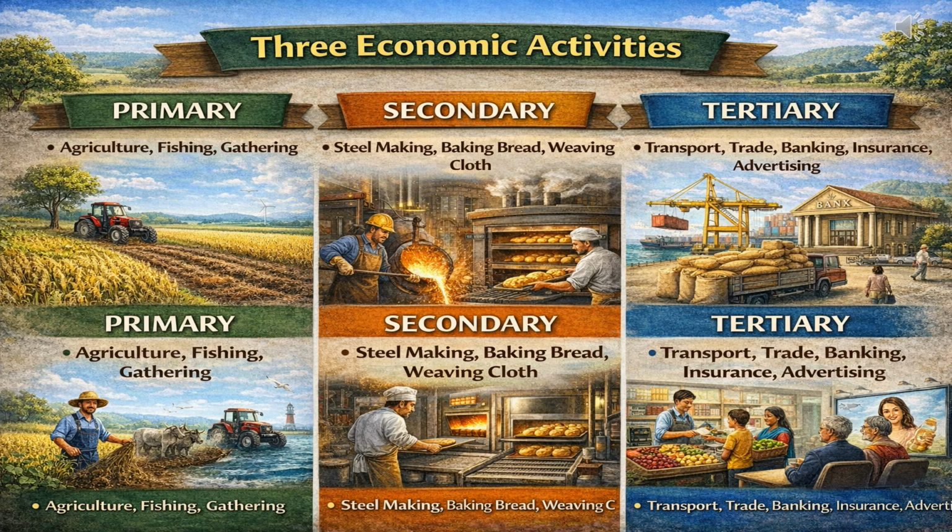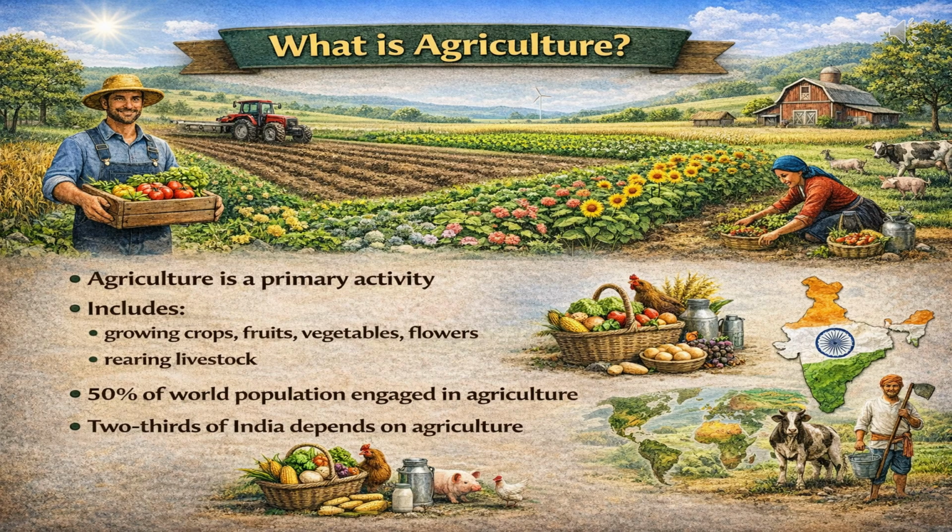Now let's focus on the main one. Agriculture. Agriculture is a primary activity. It includes growing crops, fruits, vegetables, flowers, rearing animals like cows, goats, poultry, etc. Agriculture is very important because around 50% of the world population is engaged in agriculture. In India, almost 2/3 of people depend on agriculture. So agriculture is not just a job, it is a major support system for the whole country.